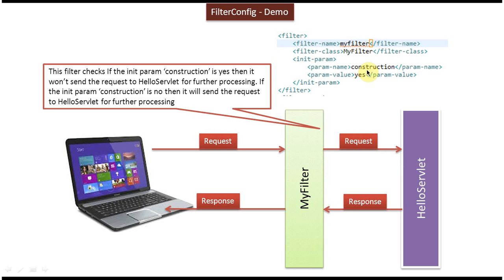Okay. If the construction value is no, then I will forward the request to the hello servlet. The hello servlet will receive the request, process it, and send the response back to the client. Okay. So basically, in MyFilter, I am reading that init parameter value, and based on that, I am deciding whether to forward the request to the hello servlet or not. Okay. I will open Eclipse and show you the code so that you will understand very clearly.